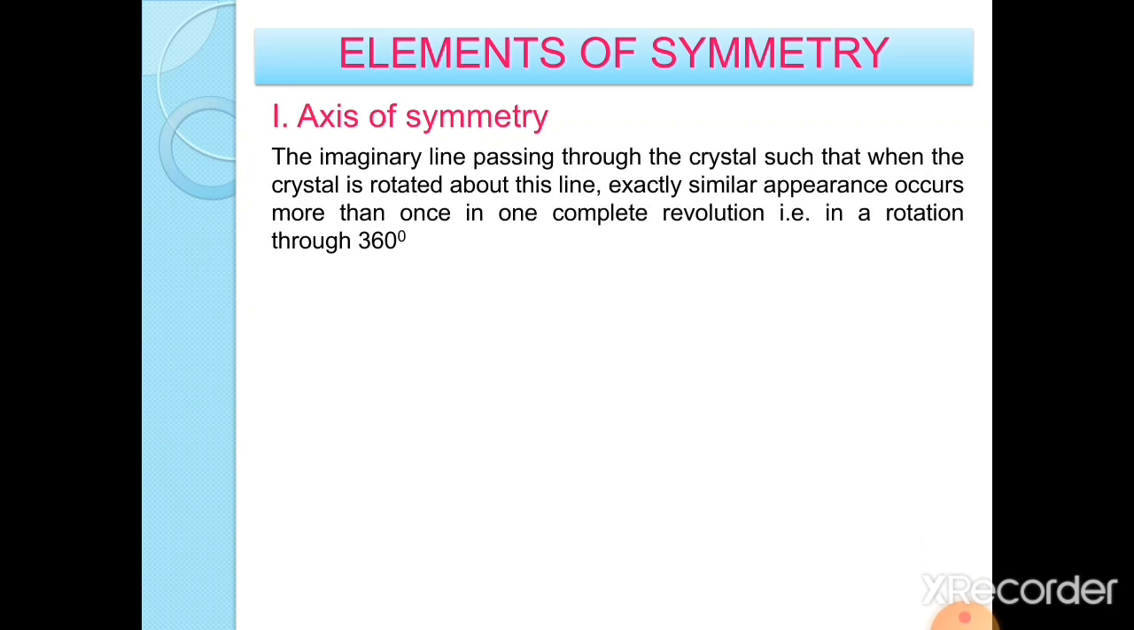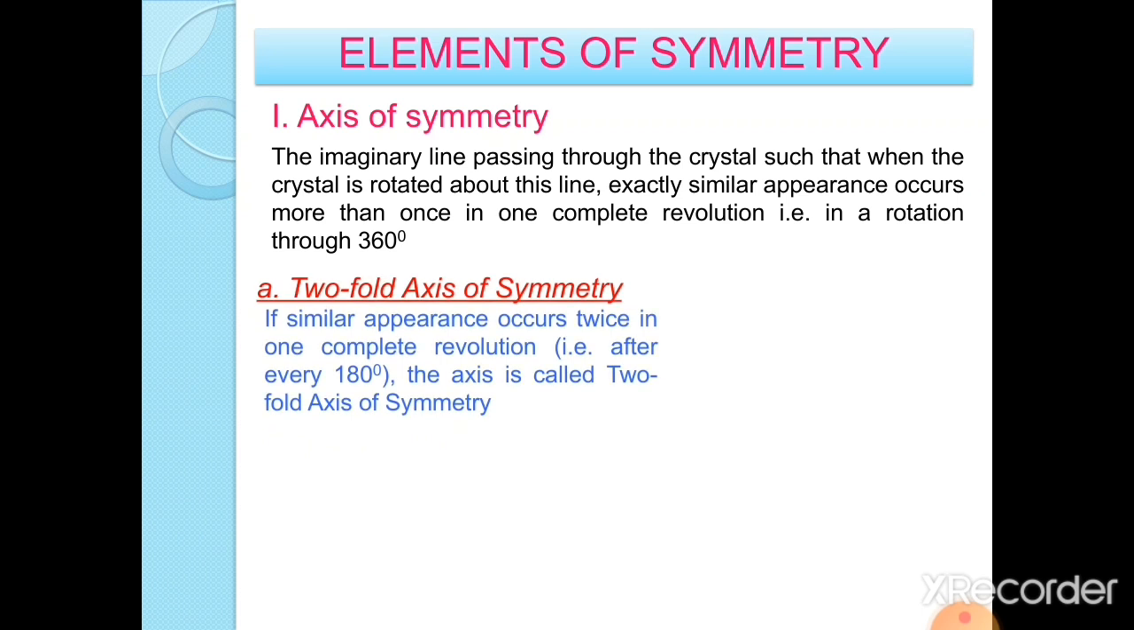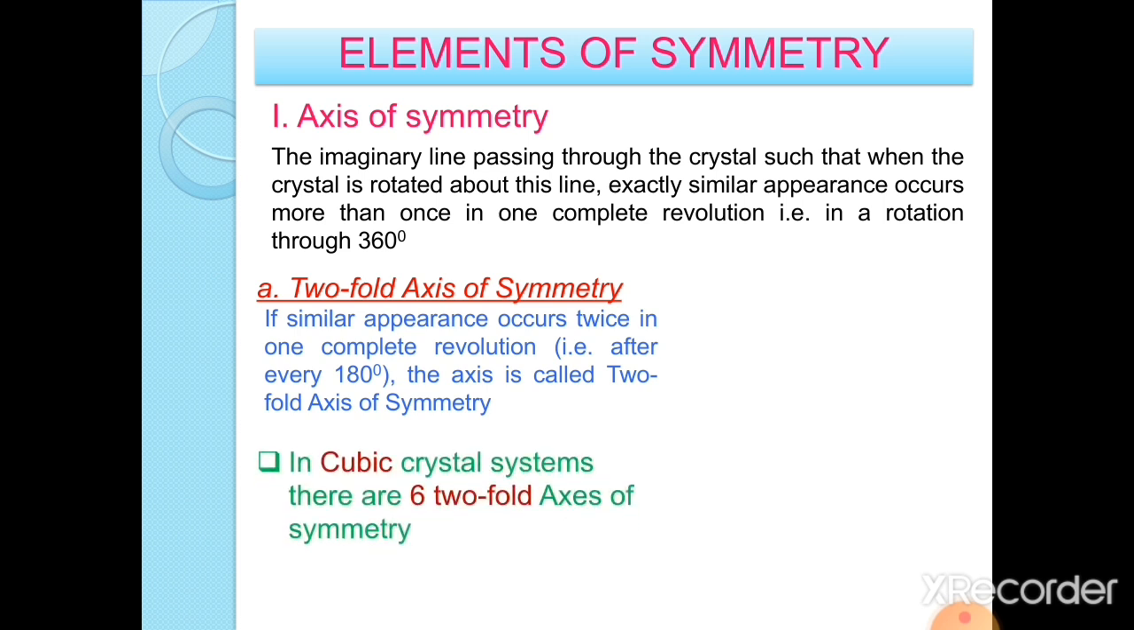It is defined as the imaginary line passing through the crystal such that when the crystal is rotated about this line, exactly similar appearance occurs more than once in one complete revolution, that is, in a rotation through 360 degree. Let us know what is two-fold axis of symmetry. If similar appearance occurs twice in one complete revolution, that is after every 180 degree, the axis is called two-fold axis of symmetry. In case of cubic crystal systems, 6 two-fold axes can be observed.